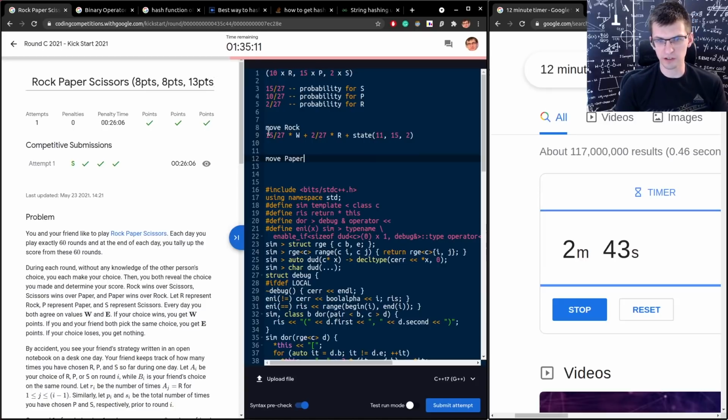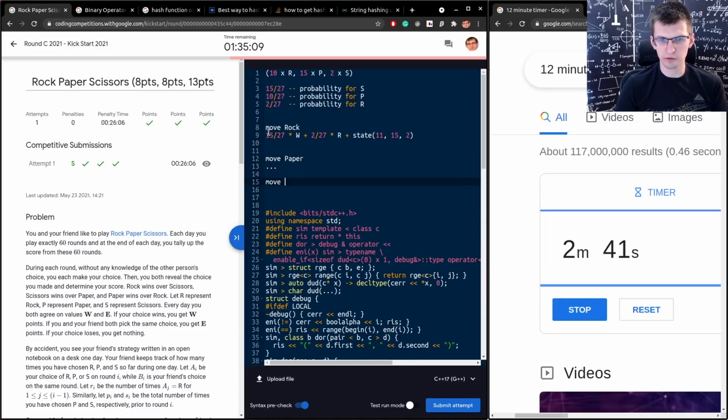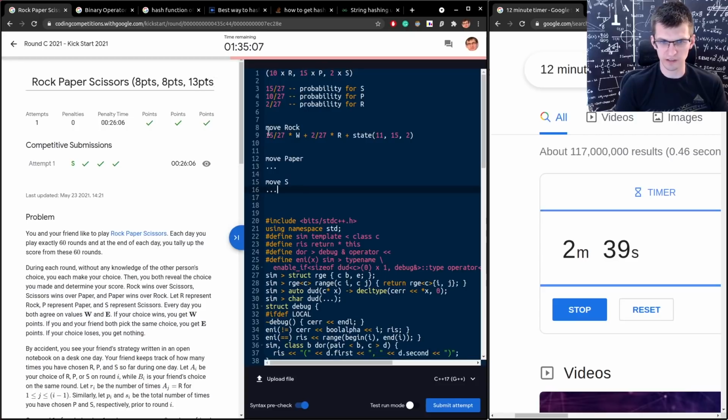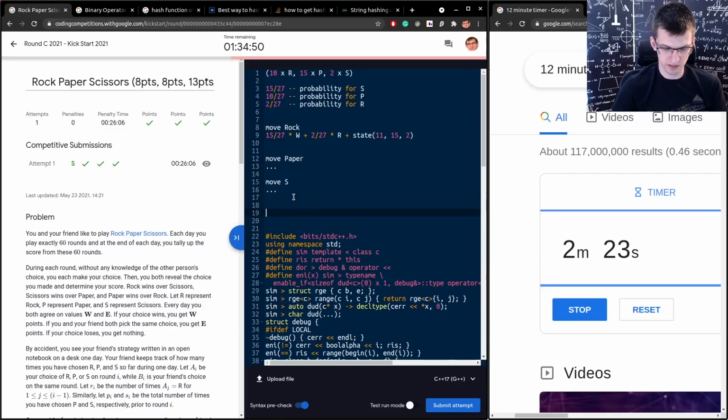If I move paper, I also have some value. If I move scissors, I also have some value. And I need to choose the maximum out of those 3. And I remember what move I make. And then I know what's the average value I gain from state 10, 15, 2. This was a 3-dimensional DP, in complexity 60 cubed per test. And 60 cubed is not a lot.